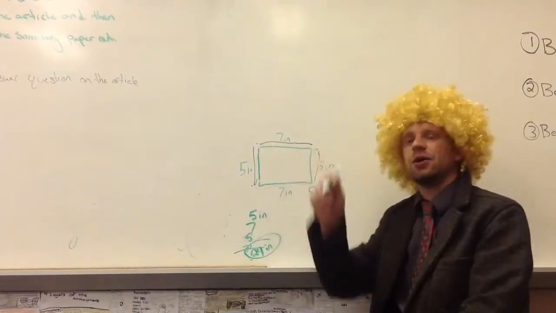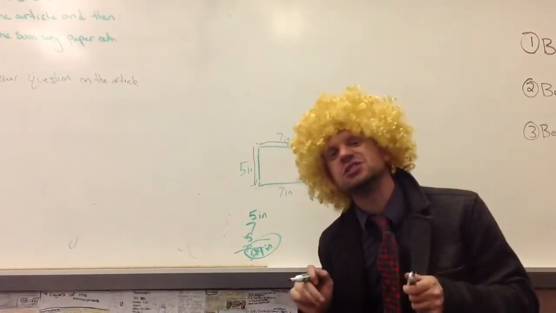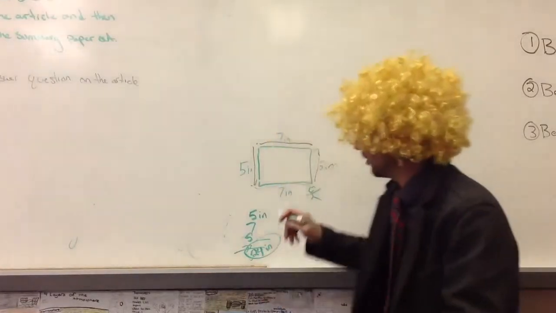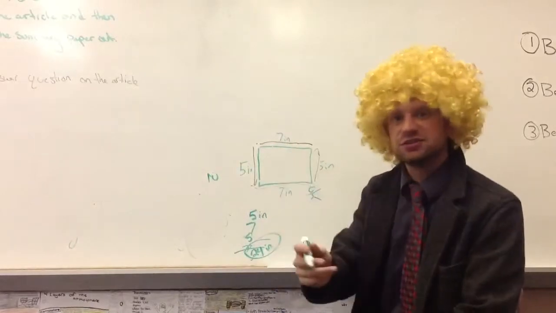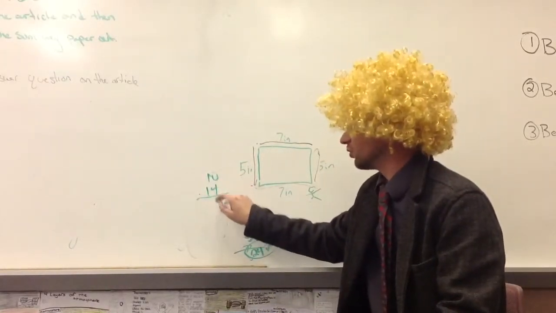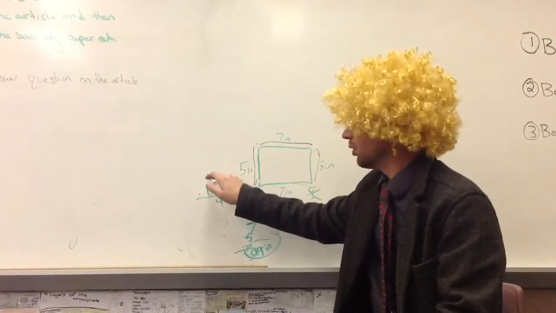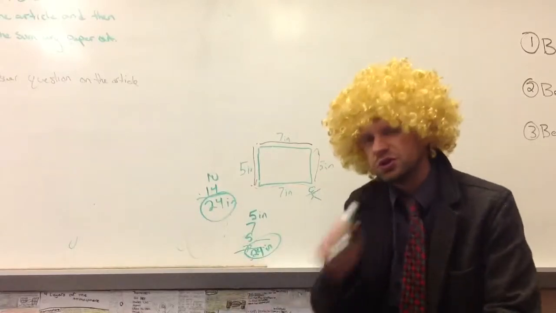Now, if you're like me, when you like to use efficient strategies for figuring answers out to math problems, we go 5 plus 5 is what? 10. 7 plus 7 is 14. Add those together. 0 plus 4 is 4. 1 plus 1 is 2. 24 inches.